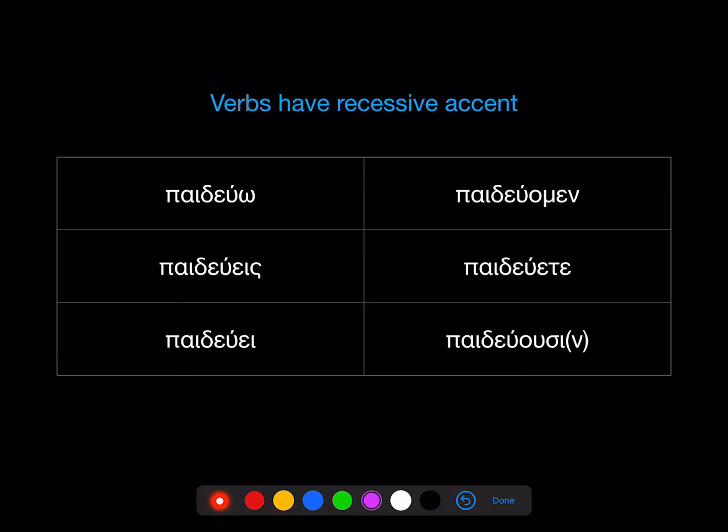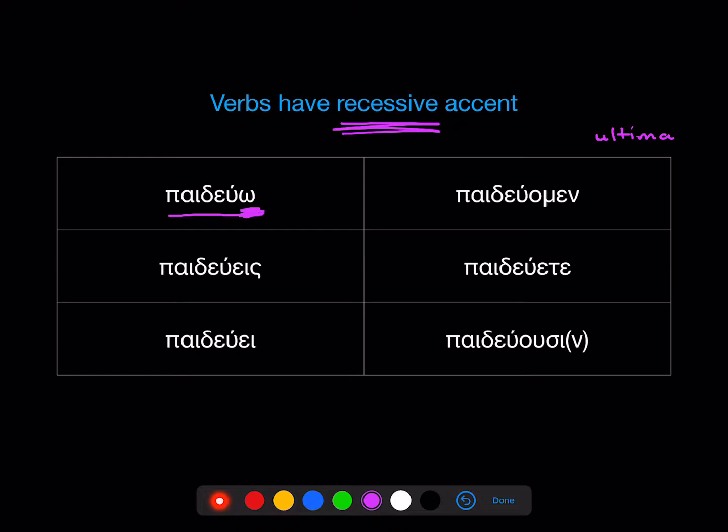We'll talk for just a second about the accent that's moving around some here on these verbs. Verbs in general almost always have recessive accent. That means that the accent goes as far back as it can on the word according to the rules of accent. So we're going to start looking at the rules of accent here. So let's look at this first form, paideo, I am teaching or I teach. Let's look at the last syllable. The last syllable of a word is called the ultima. Right? So look at the ultima and decide whether it is long or short.